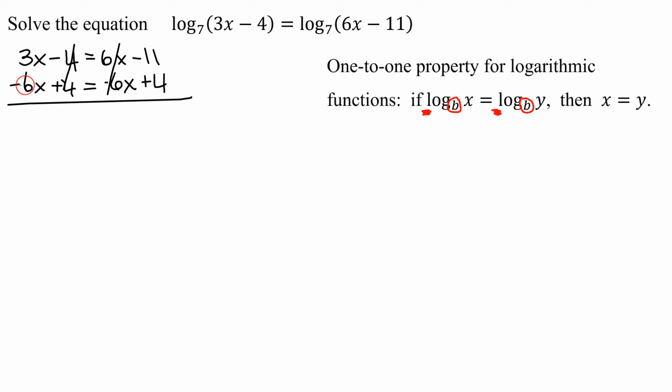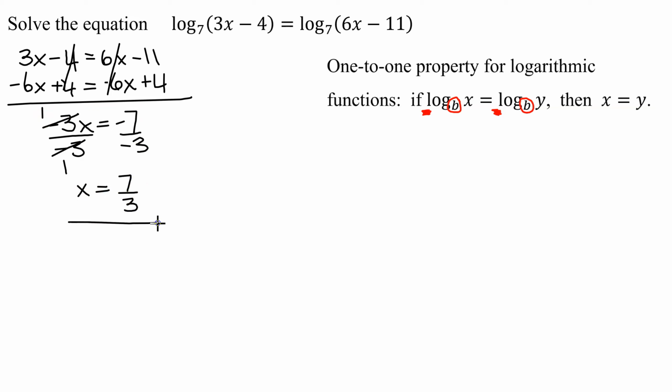So I'm going to get 3x minus 6x is negative 3x equals negative 11 plus 4 is negative 7. Divide both sides by negative 3. And I get x equals, a negative divided by a negative is a positive, so I get x equals positive 7/3. Even though we have a solution, we haven't quite finished.